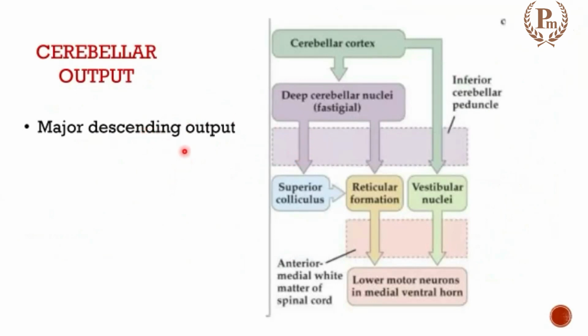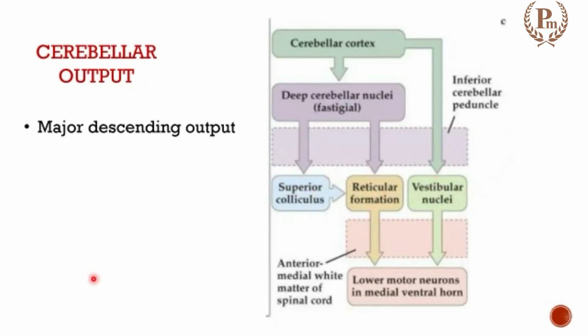Coming to the descending outputs. Descending means the one which is going to go down. As I have already told, there is no point repeating that the cerebellum via the vestigial nuclei may go to the vestibular nucleus. It may go to the reticular formation, and it also forms a connection with the superior colliculus. Superior colliculus along with our vestibular nuclei is involved in vestibulo-ocular reflex, eye movements. So for eye movements, we find that there are some connections.